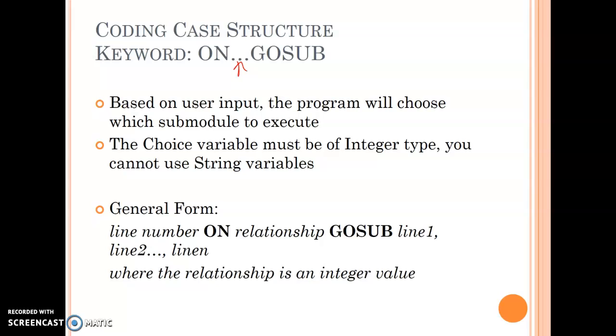The choice variable must be of integer type, and you cannot use a string. So on choice, that choice variable will go here in this execution. So on choice, it's going to go sub, meaning go to a particular submodule. So the general form would be a line number, the keyword on, a relationship. So this is going to be a variable.